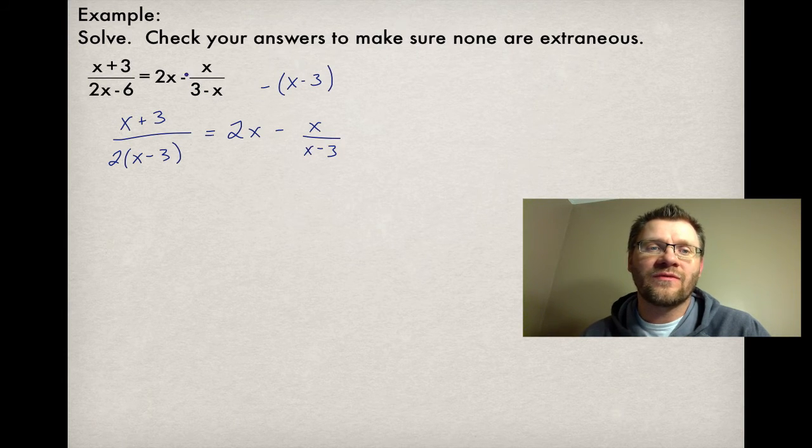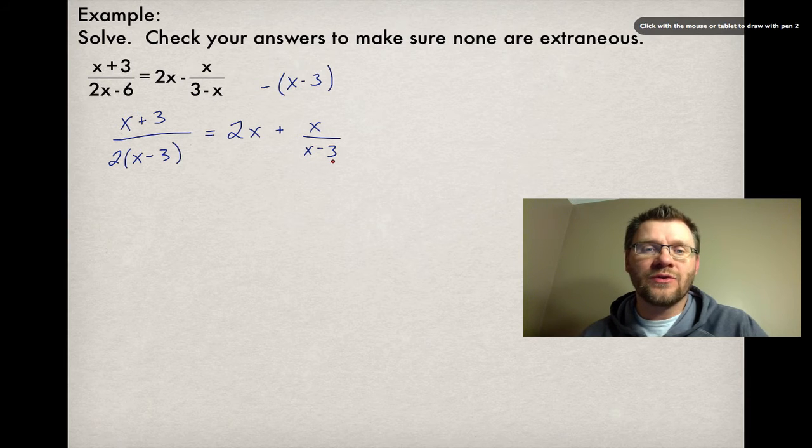Since it was already negative and now it's another negative, that changes our equation to make that a positive sign. So you have to be able to recognize that 3 minus x and x minus 3 are opposites, so we can change one to the other by multiplying by negative 1. So we have 2 times x minus 3 on the left-hand side of the denominator, and we have just an x minus 3 on the right-hand side of the denominator.